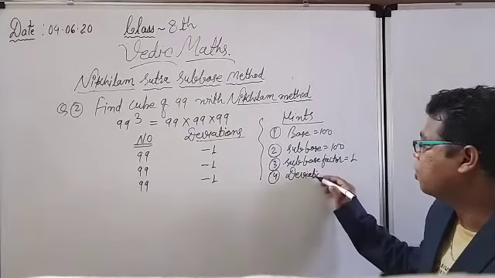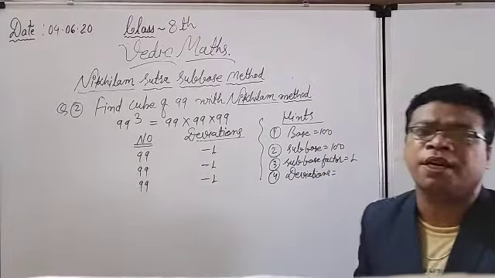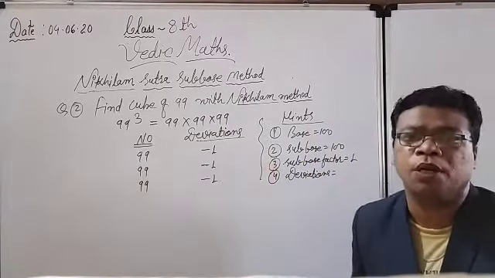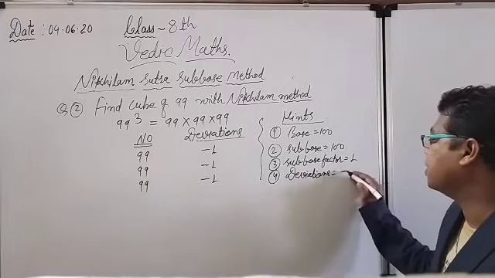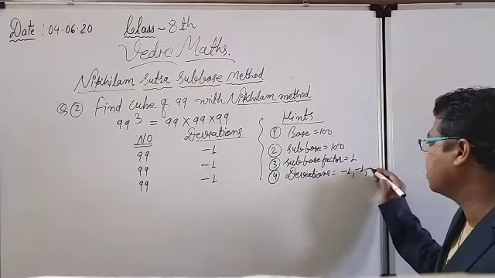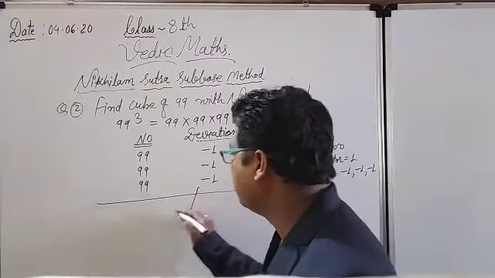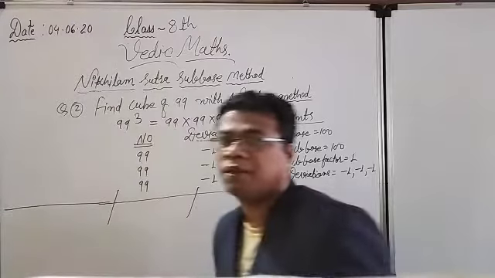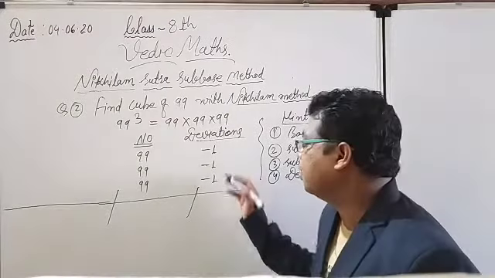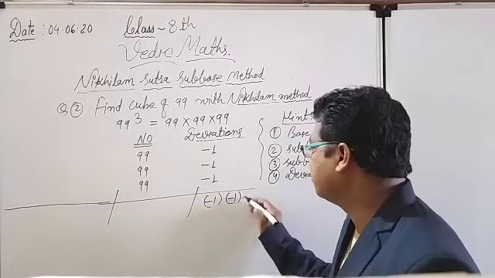This time I am solving a little faster, because I have already solved two questions, and right now you are going to be very habitual. So this is the time we can increase our speed also. Deviations: all the deviations are the same, minus 1 and minus 1. See here what I have to do. My answer will come in three parts. In the first part I have to multiply all the deviations with their sign.